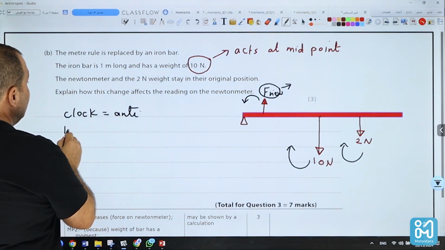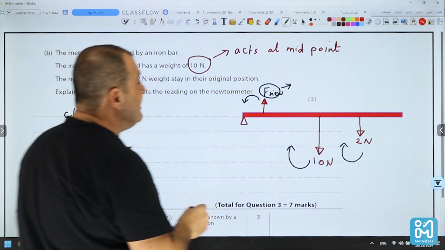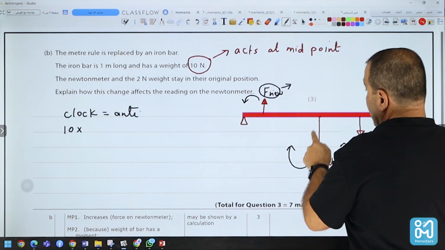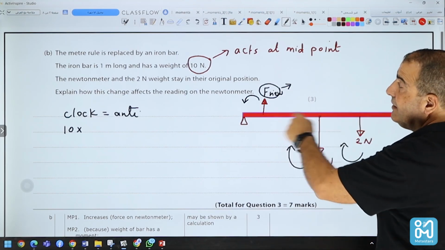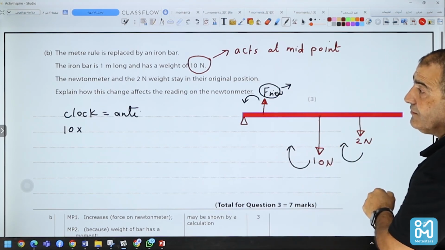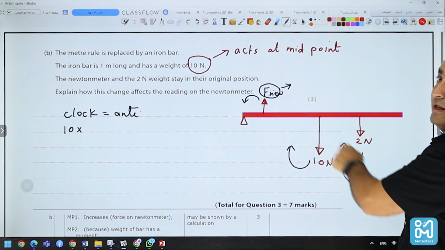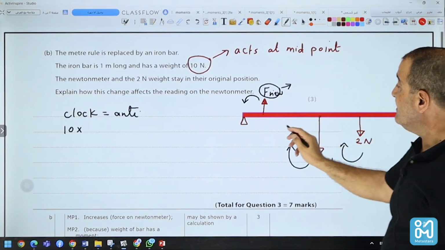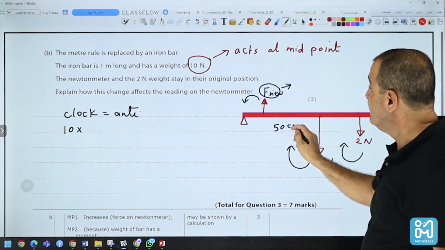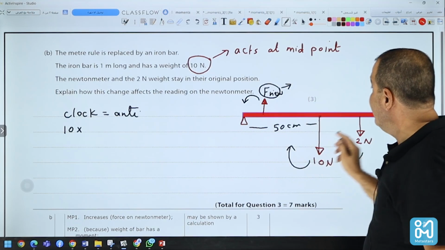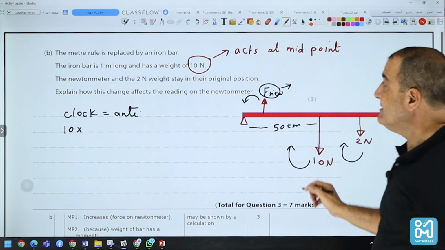Clock, which is 10 multiplied by what? What's the distance of 10 Newton from the pivot? The length of the ruler is 1 meter, so it's 50 centimeter. And this is 60 centimeter, and this is 10.